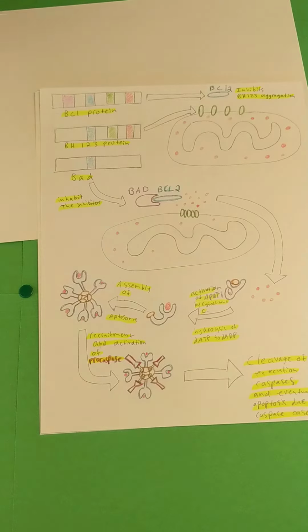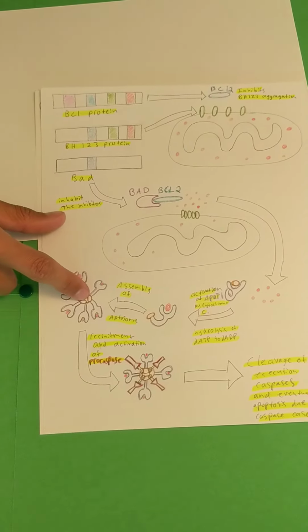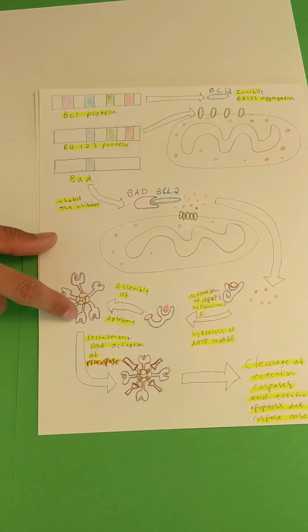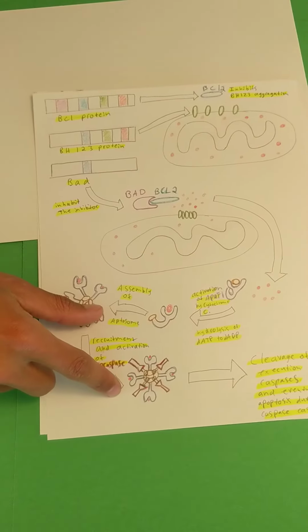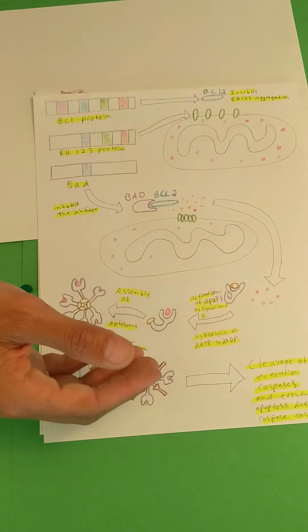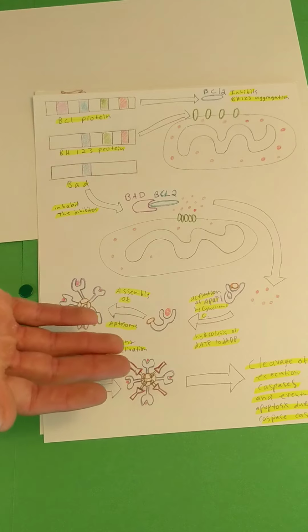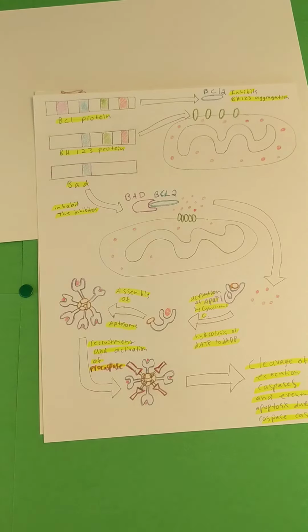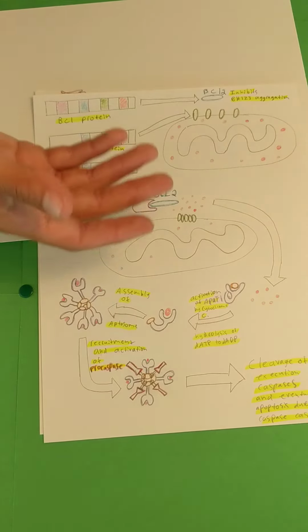Without that release, there's no apoptosome creation seen here, and there's not going to be any caspase cascade that's going to form, meaning that we're never going to have cell death. And we're going to have continuous cell growth.